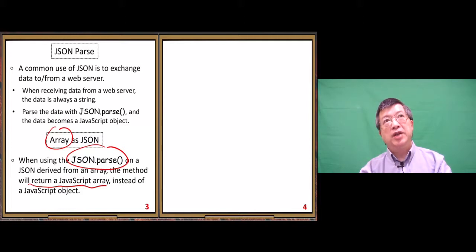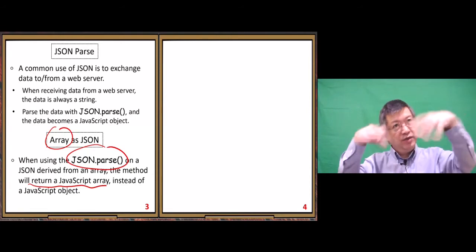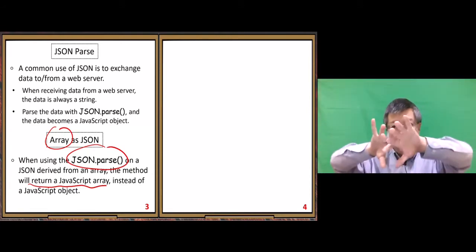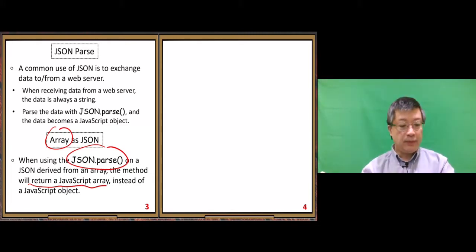Because array format is different from regular object format, that's the reason we want to separate them. So object type, array type. Inside JavaScript, we want to separate these two data types. So let's look at an array example, the JSON array example.